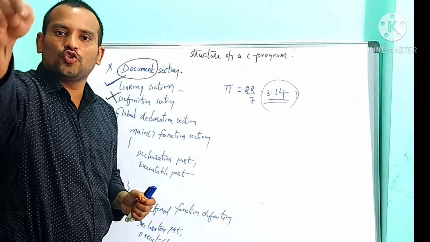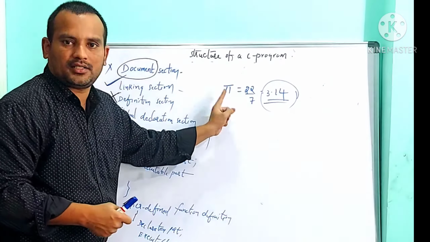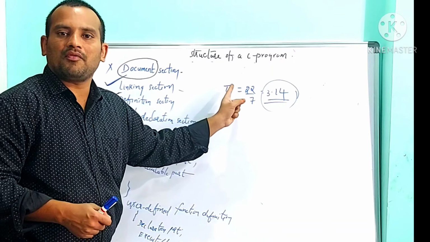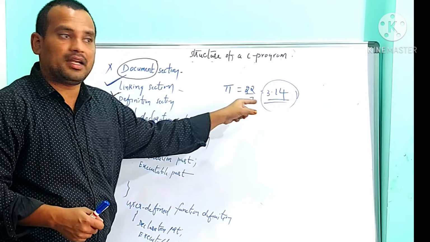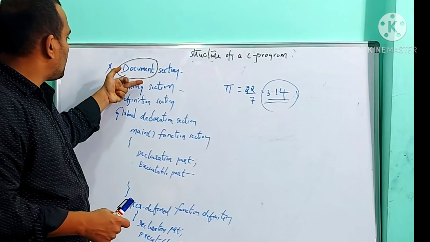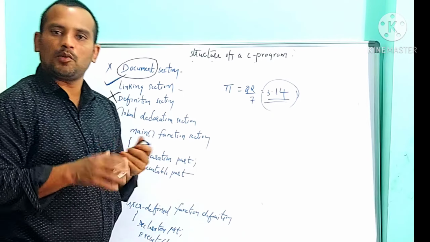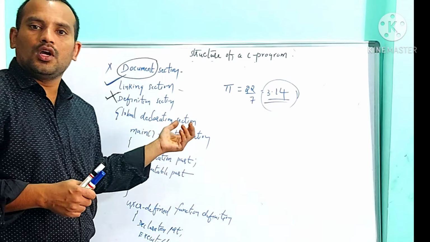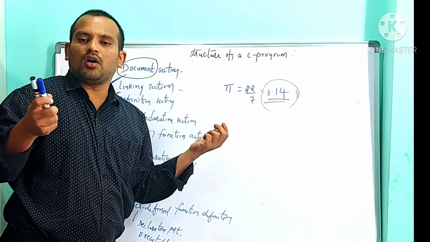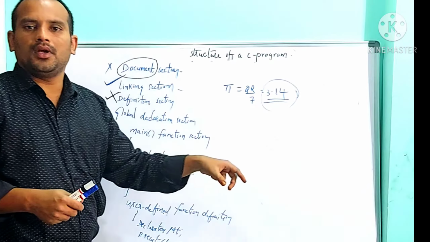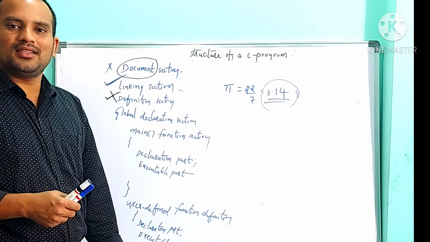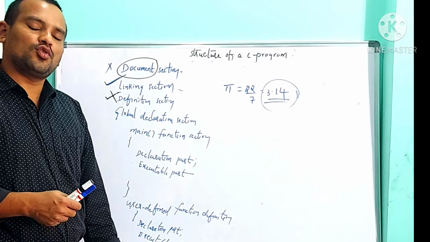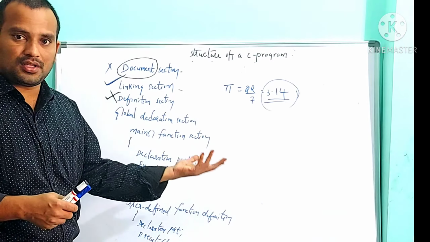So, if you want to use this type of constants in your program, that type of constants must be defined in the definition section, that is after the linking section. Got my point? This is called a symbolic constant. The value of pi is always 3.14. We cannot change the value of pi. So if you want to use this type of constants in your program, you can define them in the definition section. We are going to write programs by using symbolic constants also in the future.